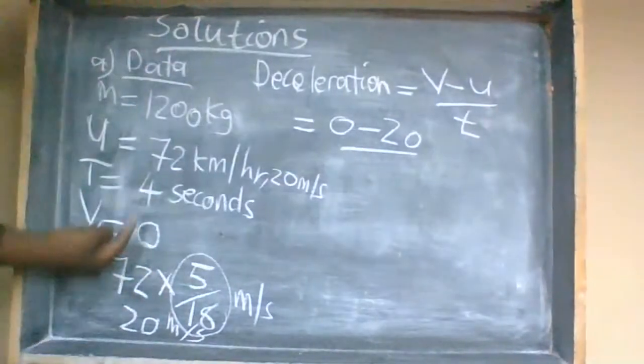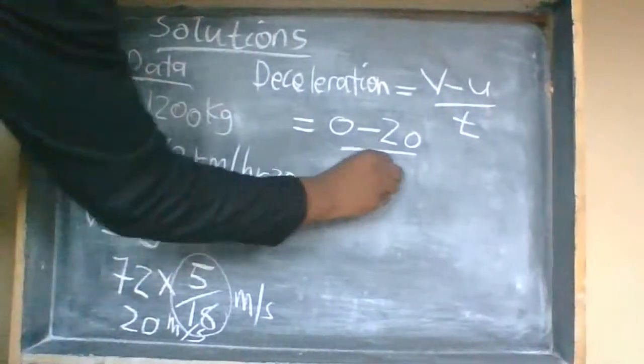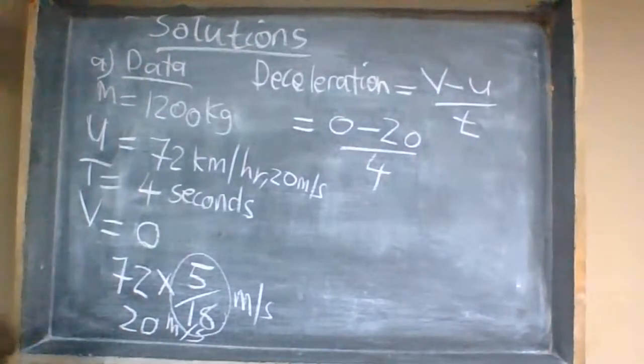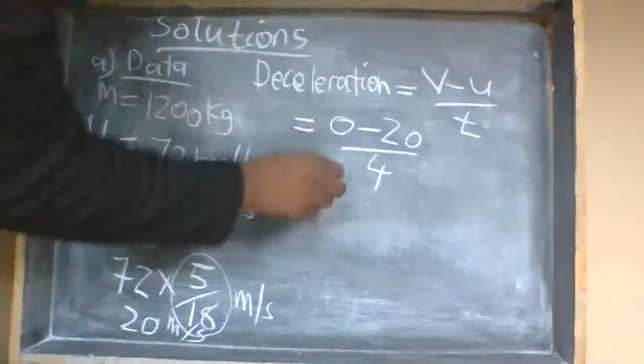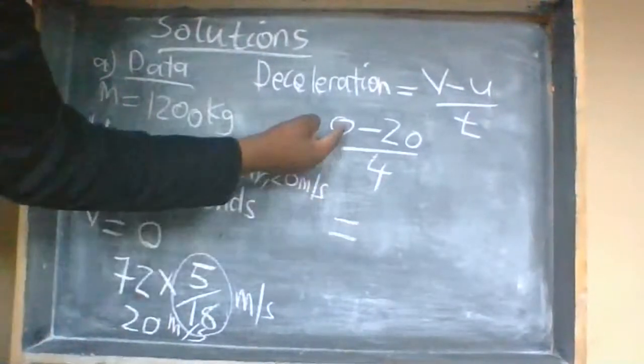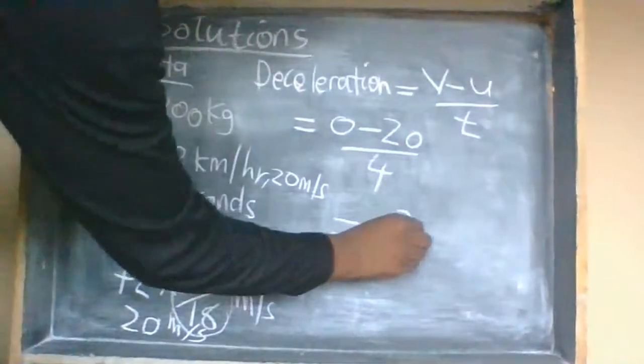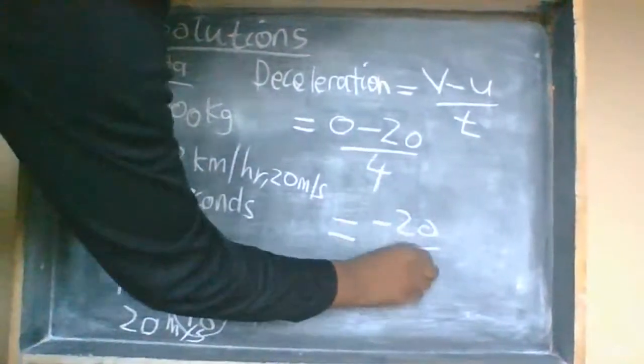Over, what is our time? The 4 seconds which we have been given. Therefore, we will say this is equal to 0 minus 20, which is negative 20 over 4.